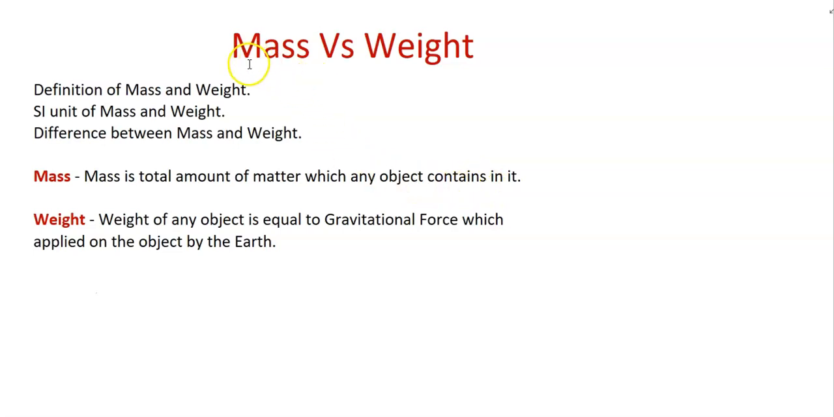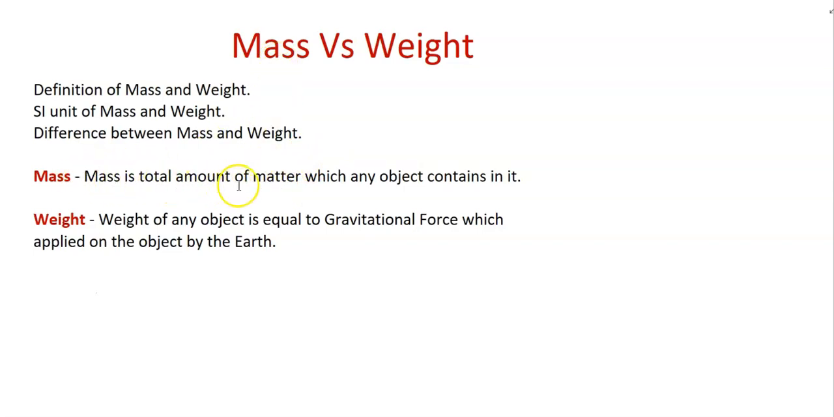Welcome to Maths Board. Now, in this video, we will learn mass versus weight. Before this, we have already covered the acceleration due to gravity. Now, in this chapter, we will complete the definition of mass and weight, SI unit of mass and weight, and the difference between mass and weight.